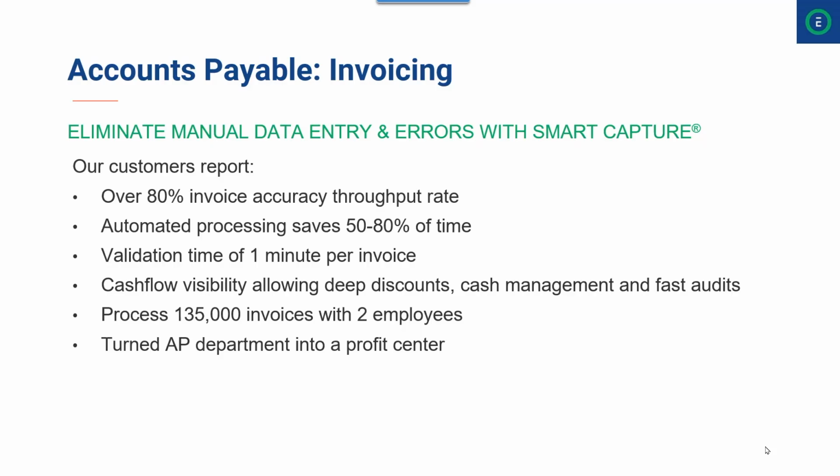Accounts payable invoicing is one of our most successful use cases because we can turn a cost center into a profit center. Anywhere you find a lot of manual processing, you find a big return on investment. Manual AP processes are time-consuming, error-prone, and open to fraudulent activity.